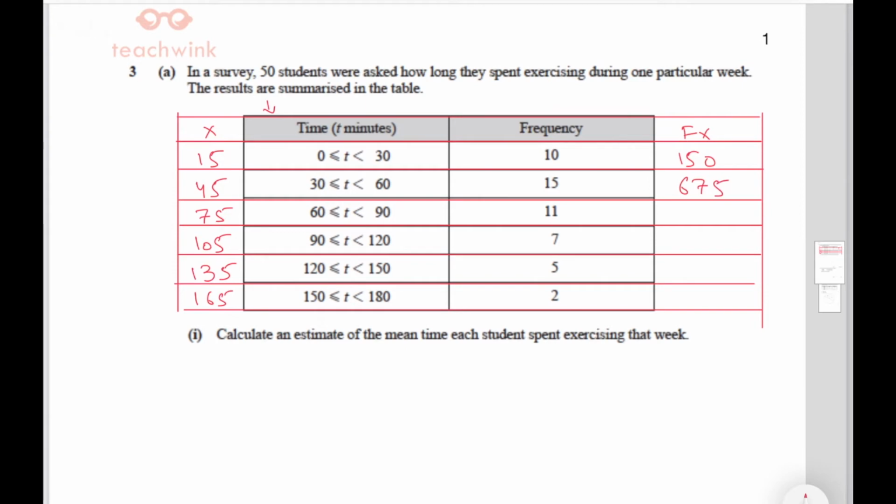Okay, then let's multiply 75 times 11. This gives us 825. Then let's multiply 105 times 7. This gives us 735. Then let's multiply 135 times 5. This gives us 675. And the last one, 165 times 2, this gives us 330.